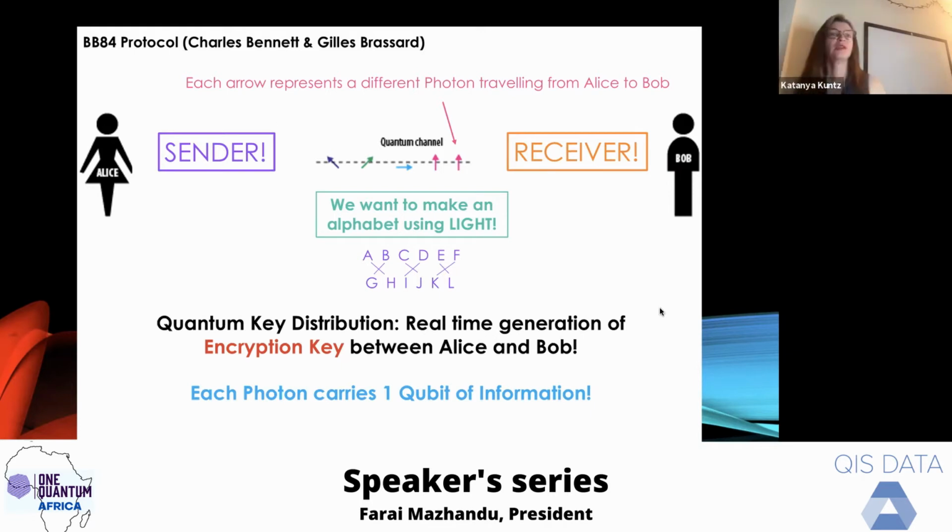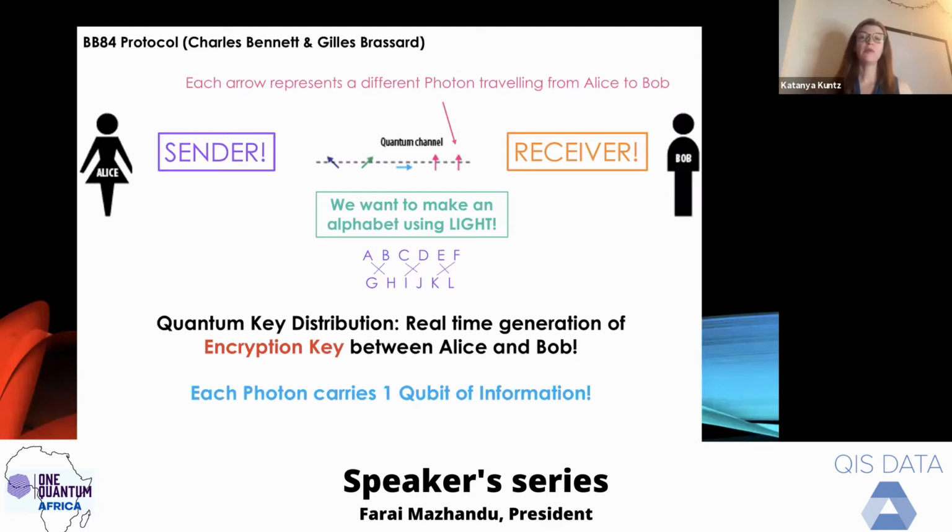Okay. So I want to step through this QKD protocol, first presented by Charles Bennett and Gilles Brassard. It's called the BB84 protocol. And it's basically how do we use light, and in this case, polarization, to create a code.